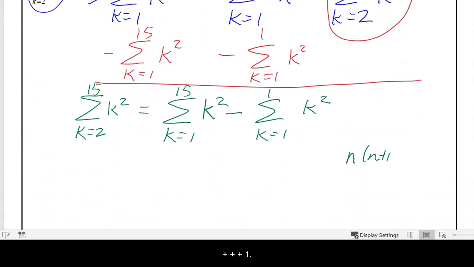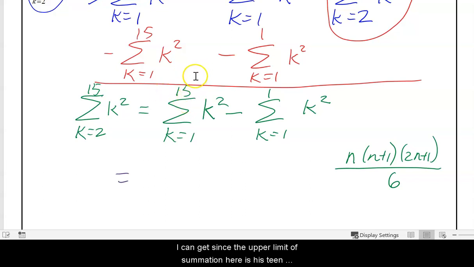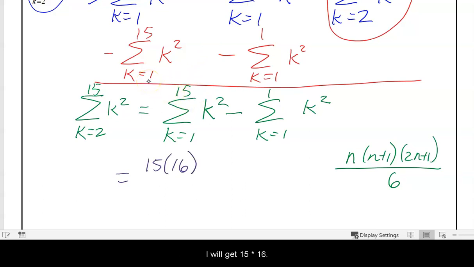n plus 1, 2n plus 1, all divided by 6. Let's apply that to the ones on the right. By applying that formula to the ones on the right, since the upper limit of summation here is 15, I will get 15 times 16. Double 15 is 30 plus 1 is 31, divided by 6.